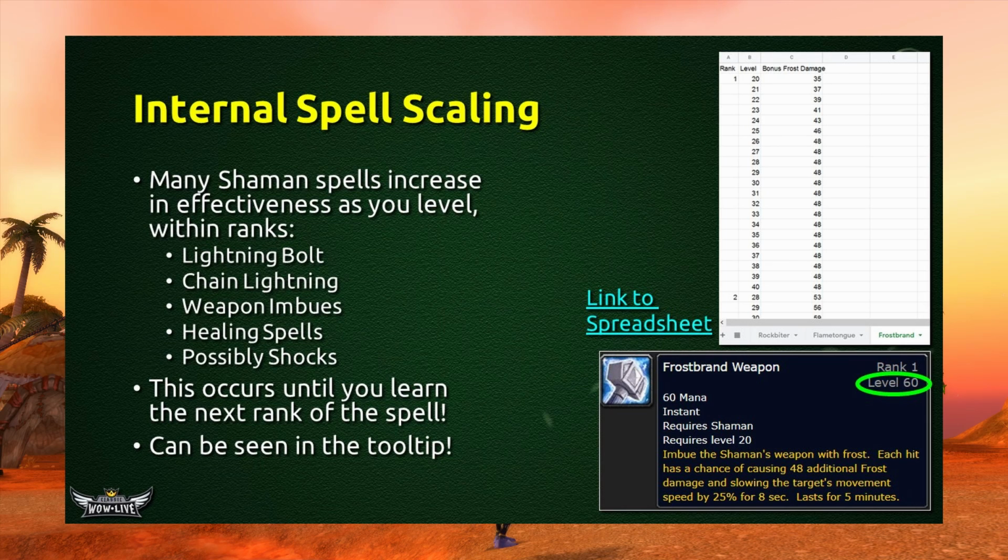But I don't think this is just Shaman. I remember people talking about this on Paladins as well. I don't think this is just a Shaman thing. I would definitely look into this in your class as well, especially if they're a mana using class, and see if this is also occurring on your tooltips.